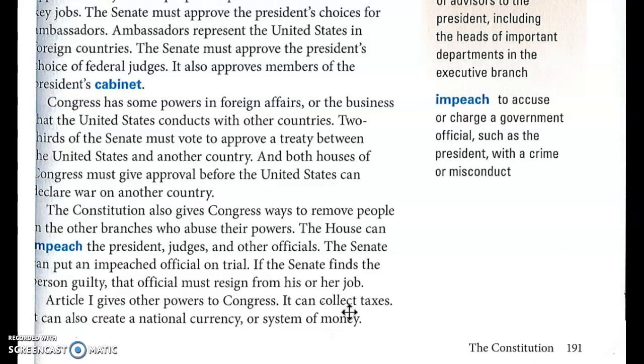Article 1 gives other powers to Congress. It can collect taxes. It can also create a national currency, or a system of money. The word impeach means to accuse or charge a government official, such as the president, with a crime or misconduct.